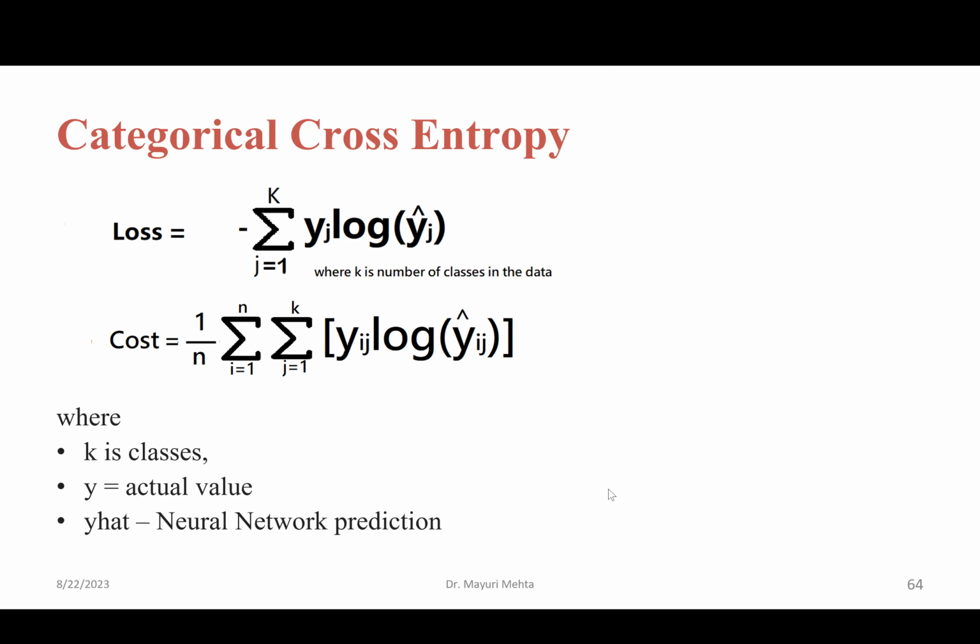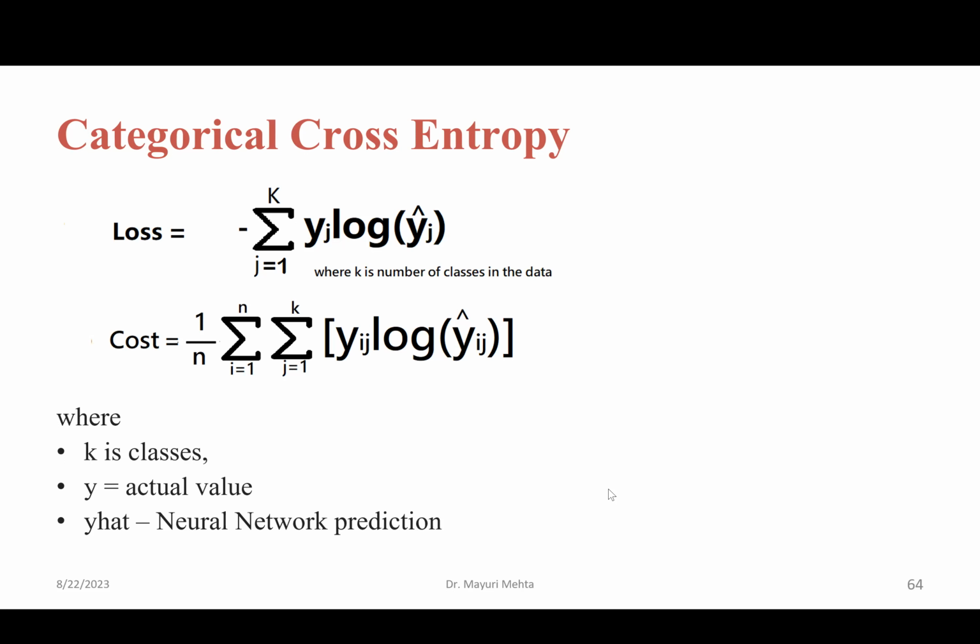Suppose I want to classify a given image in one of, say, six classes. Which six classes? Cat, dog, donkey, horse, lion, tiger. So these are the six different classes. K represents the number of classes, Y represents the actual value, and Y hat represents the neural network prediction. So you can calculate using this formula.